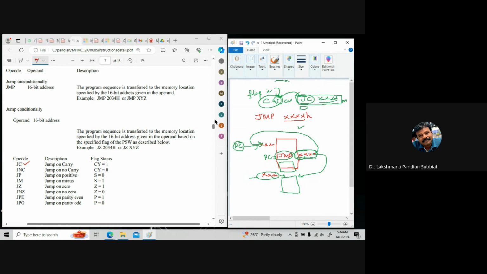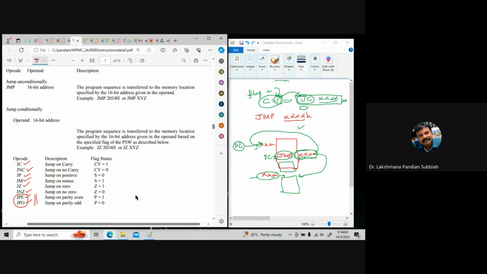So we have jump on carry, jump on no carry, jump on positive number, jump on minus number, jump on 0, jump on no 0, jump on parity even, jump on parity odd. Parity even and parity odd are used for serial communication. If you have a parity check and the parity is in error, then the received data is treated as an error. That is actually used for communication. You don't need to worry about that one.